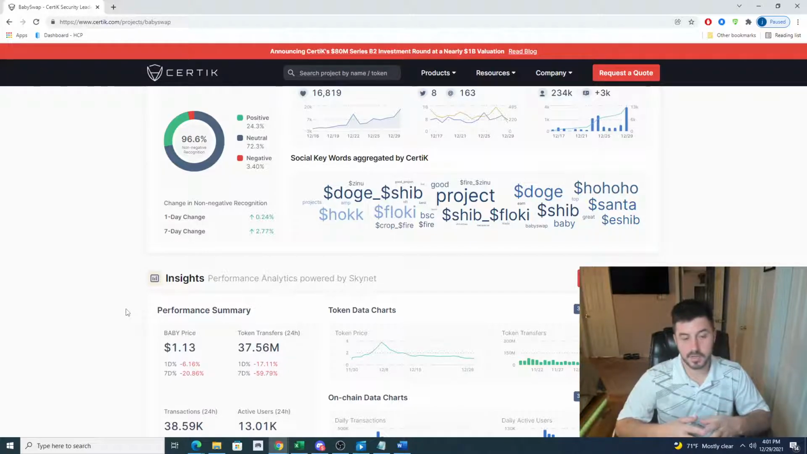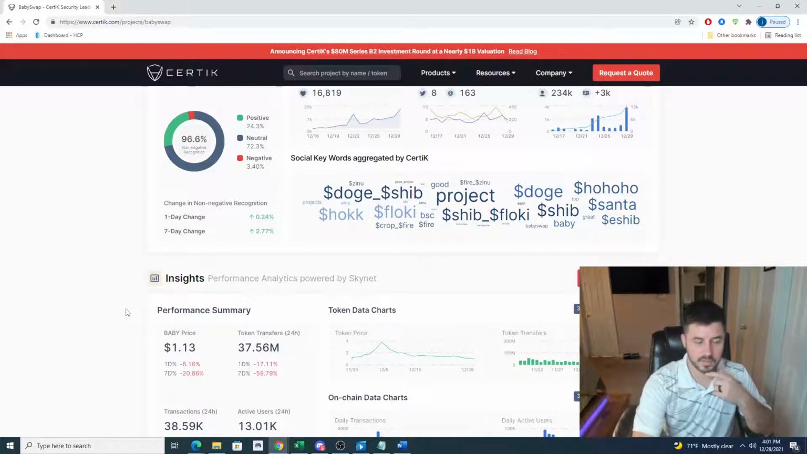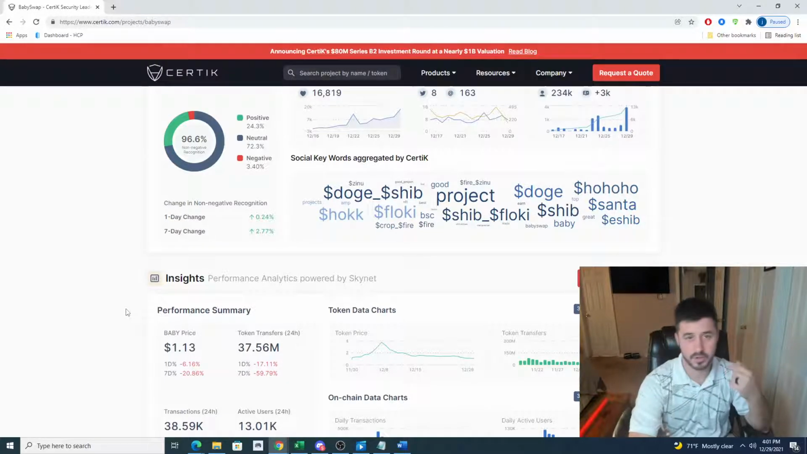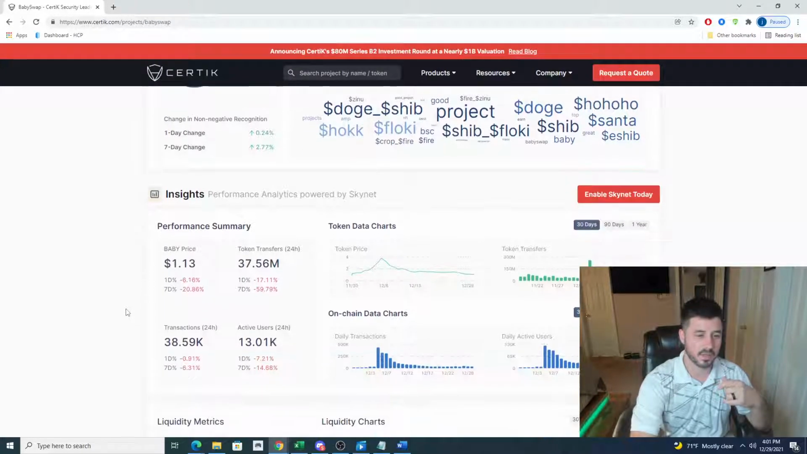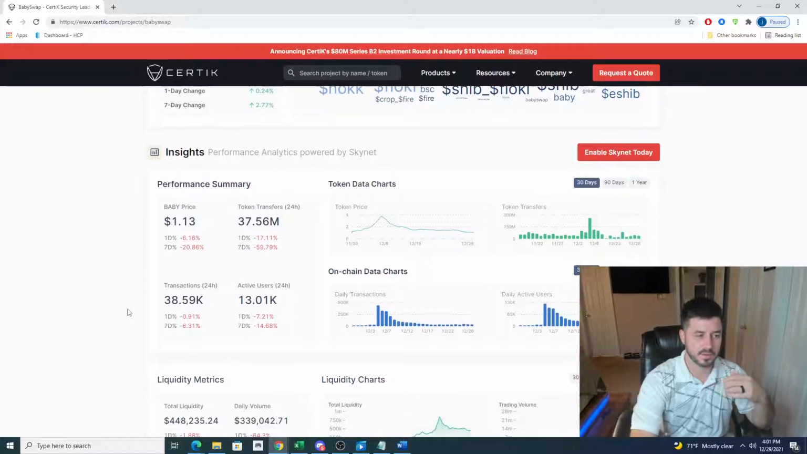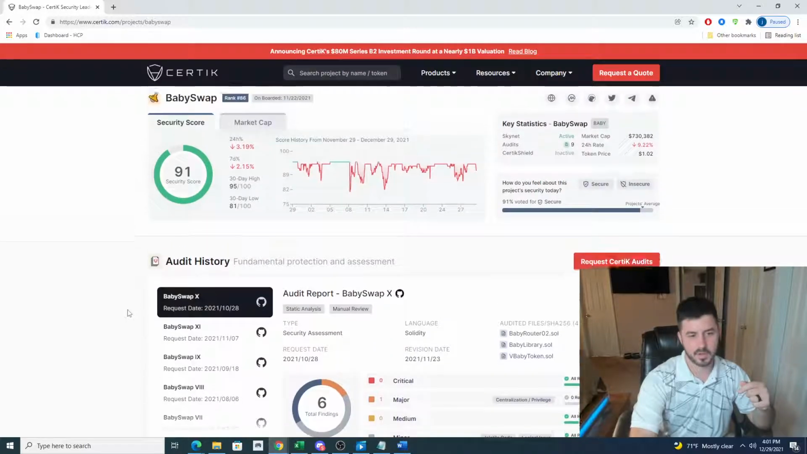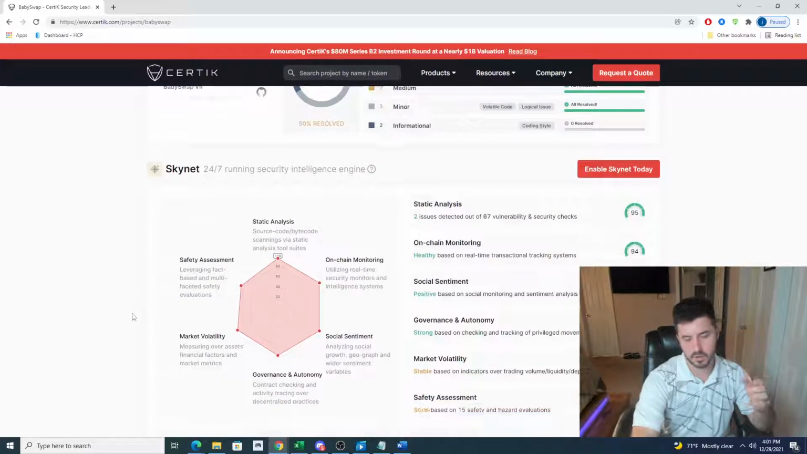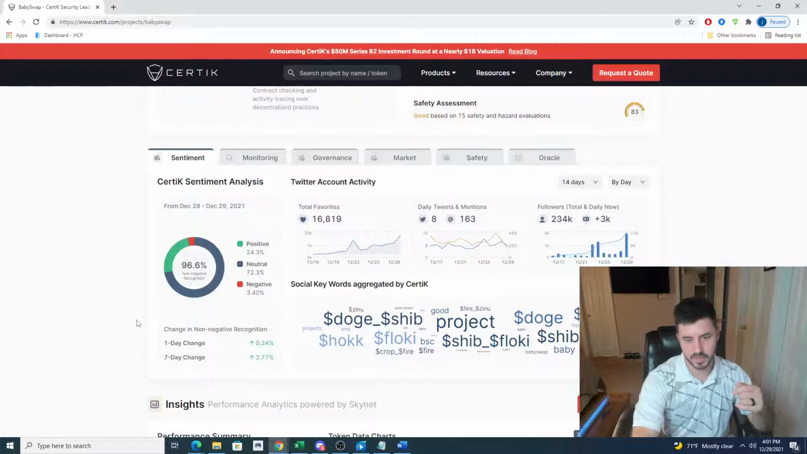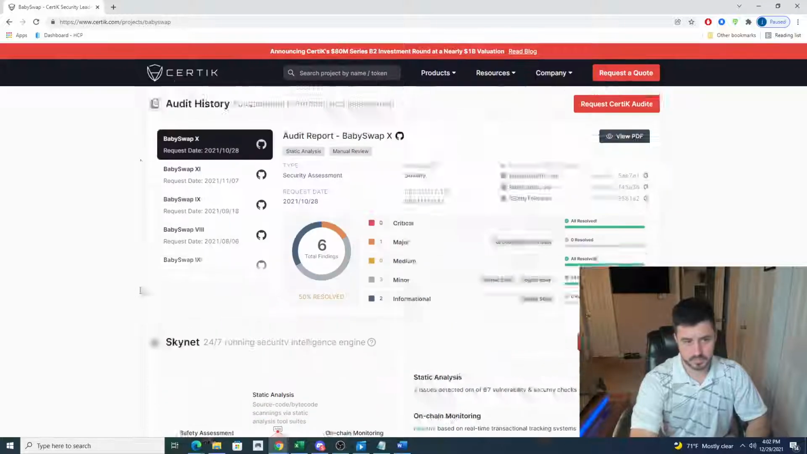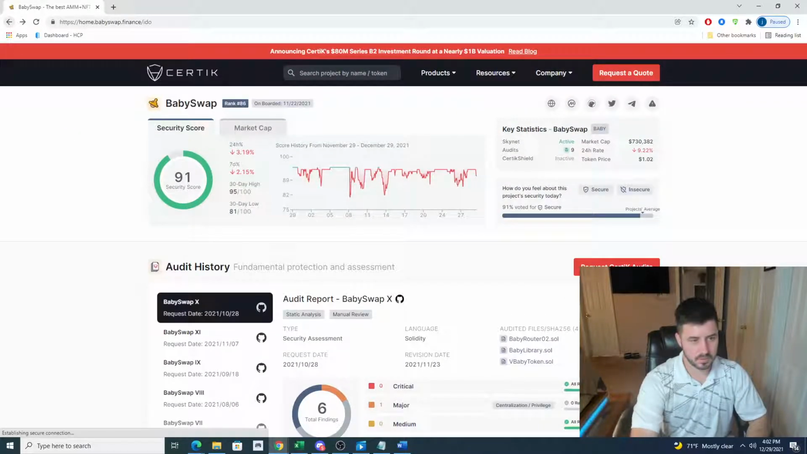But a good indicator is just seeing how much their social presence is. Are they staying up to date? Are they staying posting things? Does it look like they're hiding, like you haven't seen anything anywhere? One thing about BabySwap is they're all over the internet. If you go back and you look, they got Telegram, they got Twitter, they got a presence all over the place.